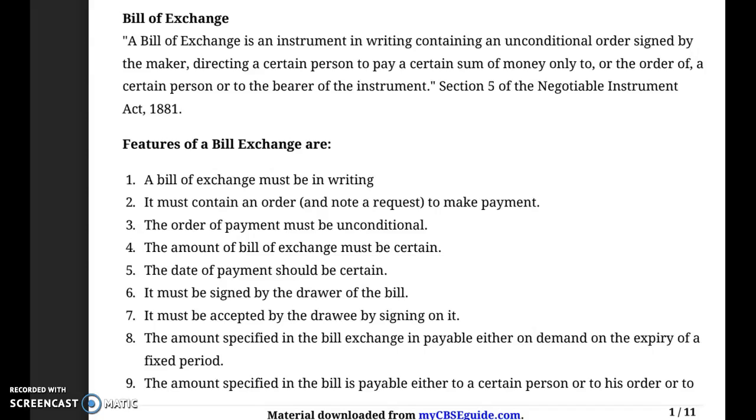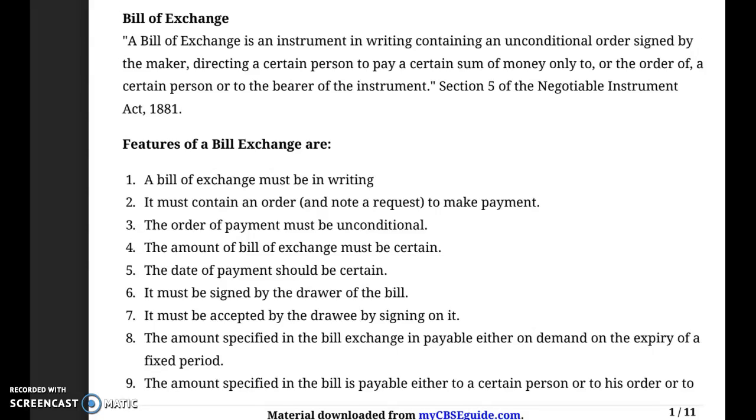It must be signed by the drawer of the bill. I will discuss with you who is the drawer, but drawer here means the person who draws the bill. And who draws the bills? Here the person who sells the goods draws the bills. So it must be signed by the drawer of the bill. Drawer of the bill means the seller who has to take the payment must sign on this bill.